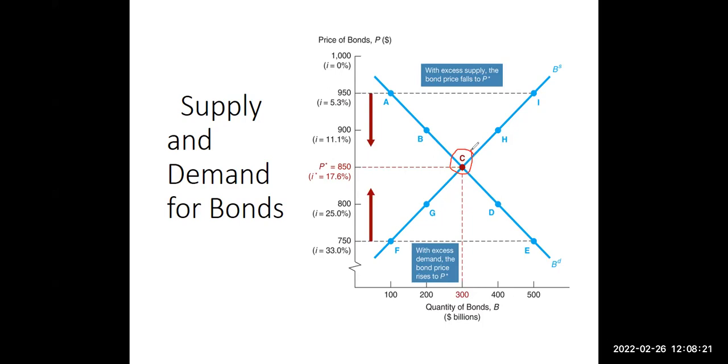What about this point C? The equilibrium point. The equilibrium price point is at equilibrium. And what does that equilibrium price mean? This is the quantity of supply and demand, $300 billion, which people are willing to buy and willing to sell at $850.